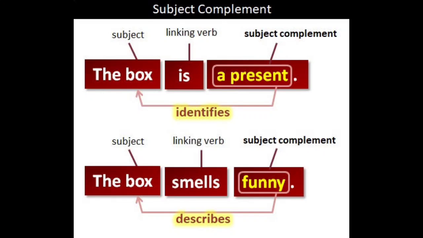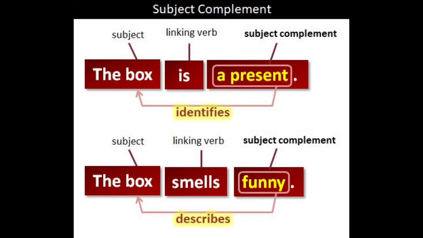Then, the box smells funny. Here the subject is box, smells is the linking verb, and funny is the subject complement. It describes the subject. In the first sentence, a present is the subject complement that identifies the subject, the box. In the second sentence, funny is the subject complement. It describes the subject, the box. So here, the subject complement identifies and describes the subject. That is known as subject complement, children.